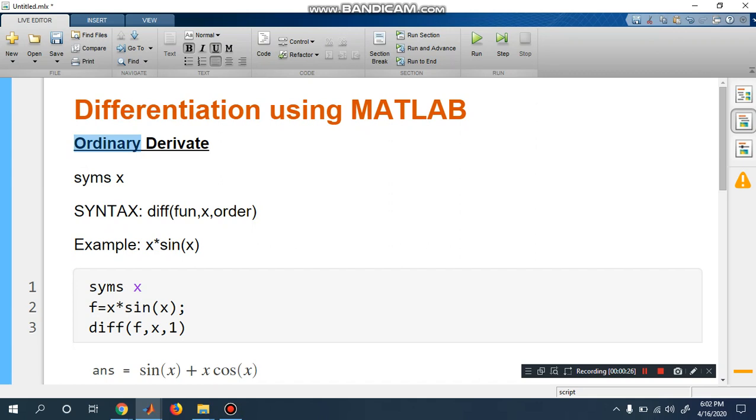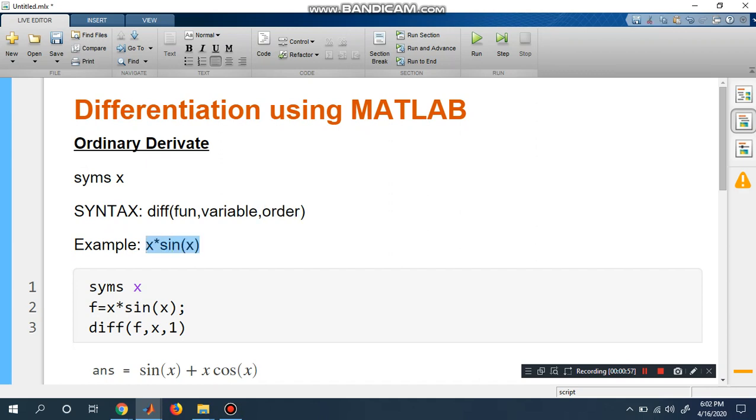First let us see what the syntax is for differentiating using MATLAB software. So this is diff, the syntax. Inside the function, what you are going to differentiate, then the variable, any variable with respect to which you would like to differentiate, and the order, at which order you would like to differentiate. Now let us take one example, x into sin x.